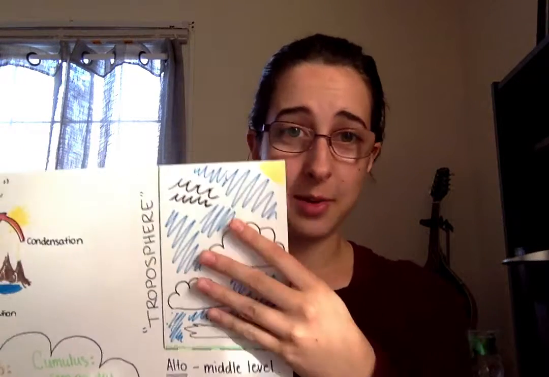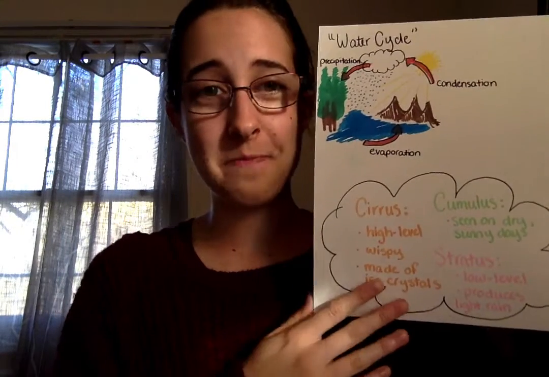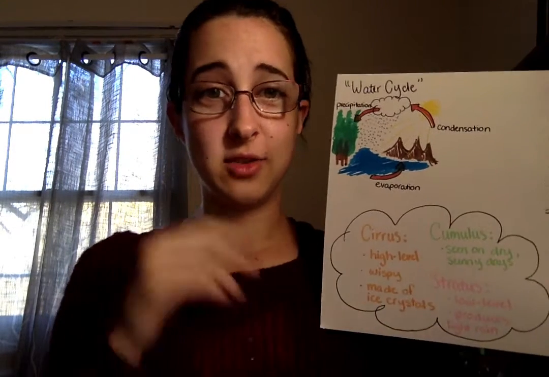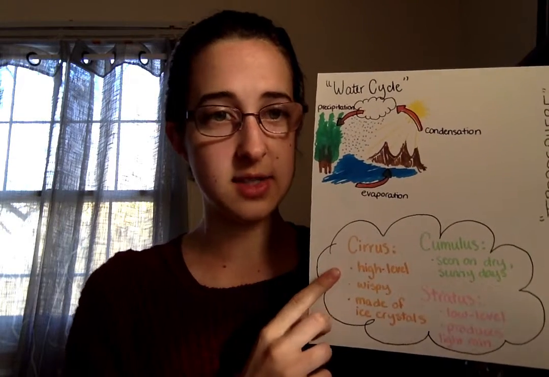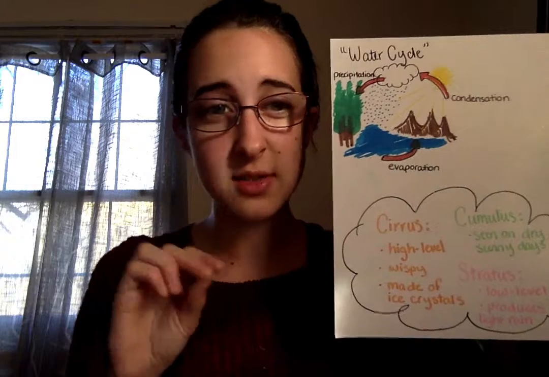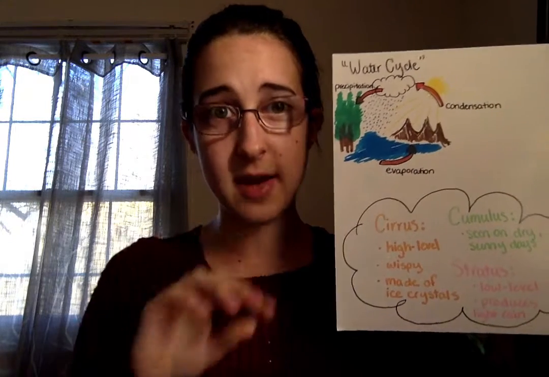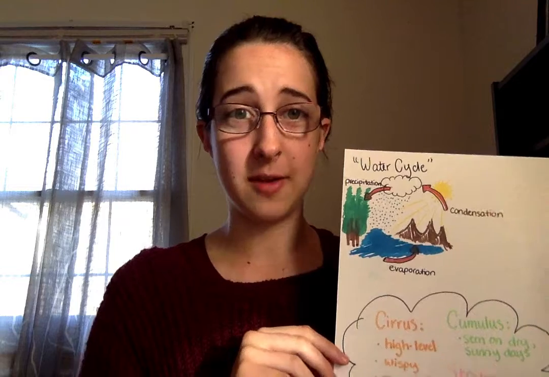So you don't need to copy where I wrote this. In fact, I'm going to move over here now. But go ahead and draw in your cumulus clouds. Now we have cirrus clouds. Cirrus are high-level clouds, and they're usually made of little ice crystals, and so they're wispy or feathery. So those are the thin ones at the top layer.